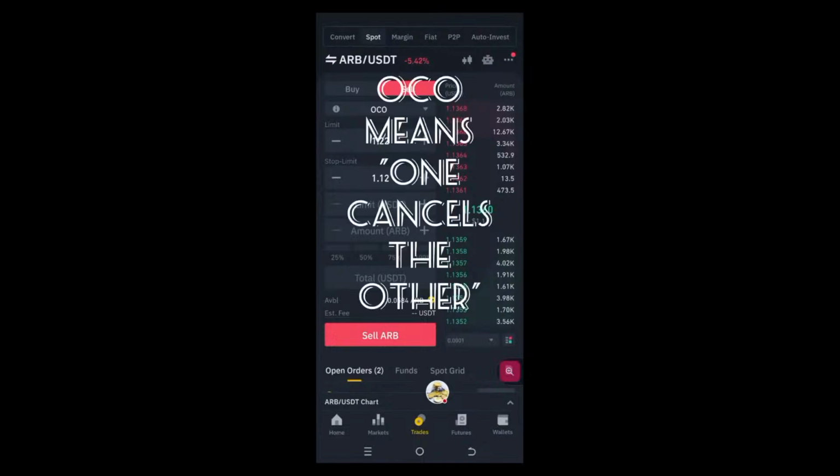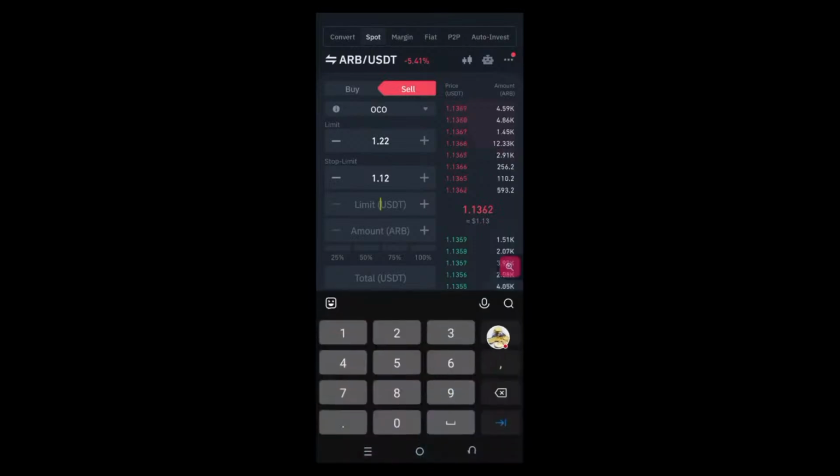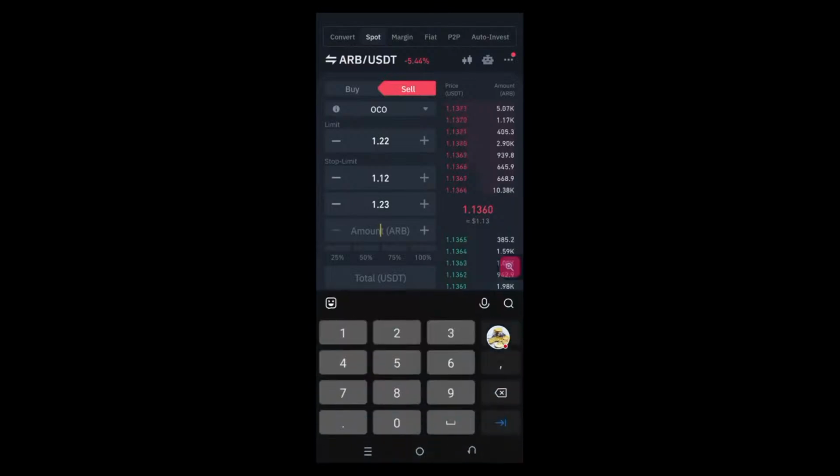This is OCO. OCO means one cancels the other, right? One cancels the other. Try and understand that, right? So you're going to put all of this, your limit price and all of those things. So the price is currently that, and you put your limit price here. Maybe you want it to be 1.23, right? Do you understand that? So now you have 3 prices, and then you have the amount of ARB that you have, right? And then you pick whether it's 100% or whatever. Don't forget that's currently in the trade.